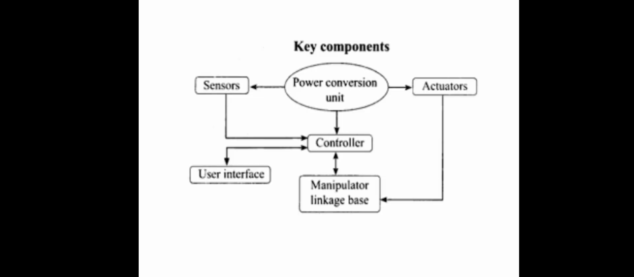This is a simple diagram showing how the robot works. Between the sensors and the actuators, there is a power conversion unit, which is again connected to the controller, and the controller is again connected to the manipulator linkage base.